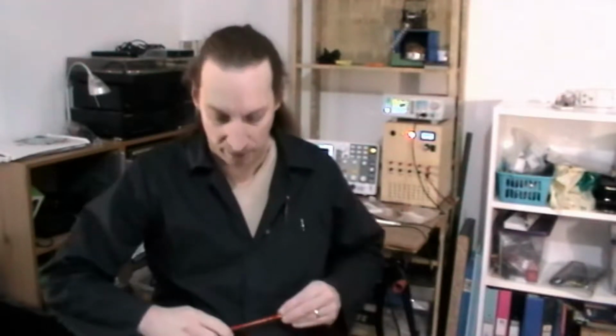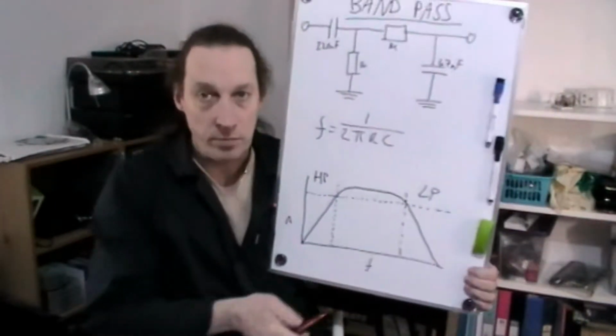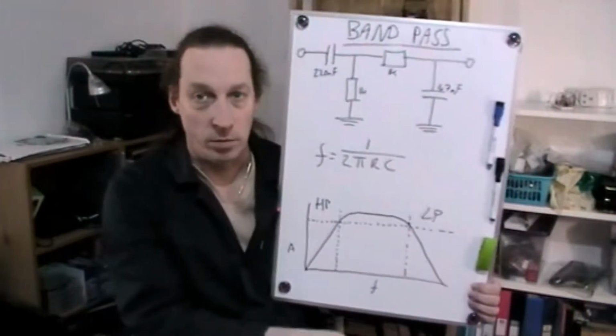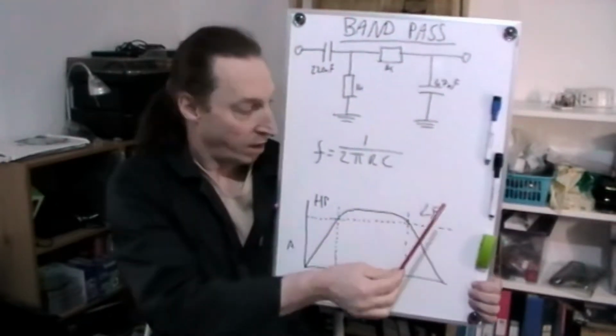Now, if anybody's seen the last couple of videos I've done, which was basically one on a low pass filter and one on the high pass filter, I've just put them together to make my Bandpass filter. I've actually got it here on the whiteboard so you can see what I'm talking about. And basically what I've got is my high pass and then a low pass filter.